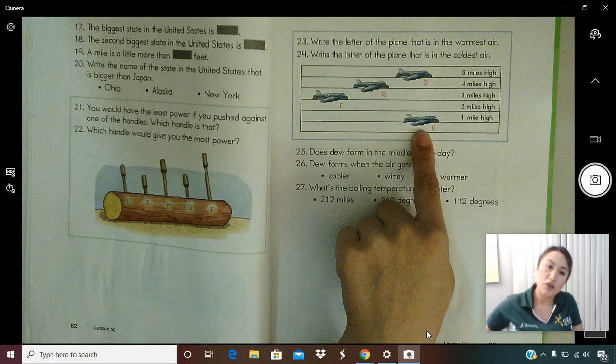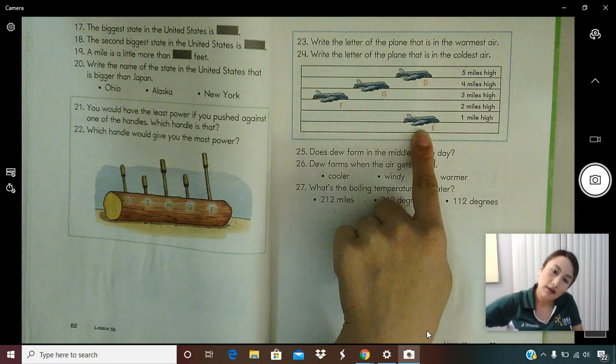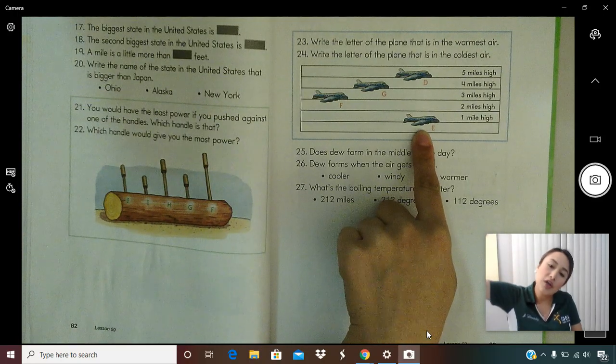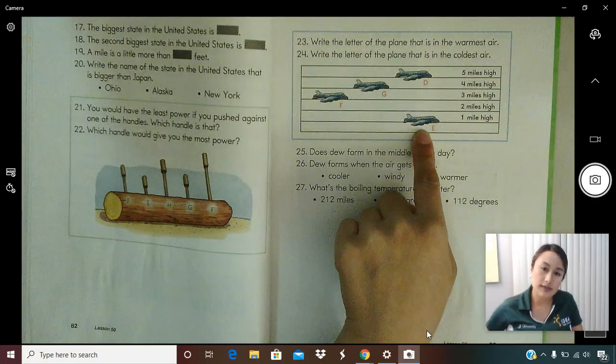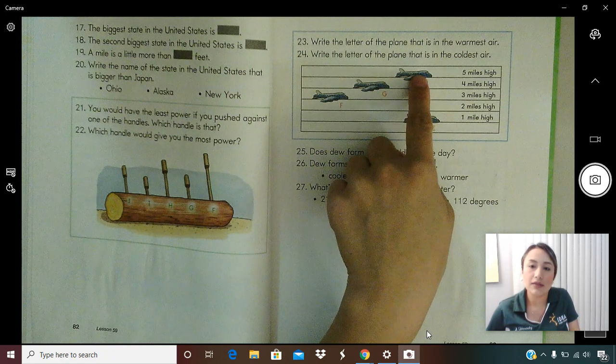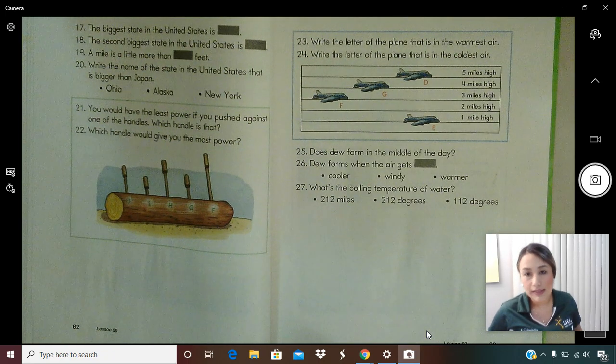Remember, the lower something is in the air, the warmer it is. The higher it goes, the cooler the air gets. Number 24, write the letter of the plane that is in the coldest air. Your answer is D. Number 25, does dew form in the middle of the day? Get ready. Your answer is no.